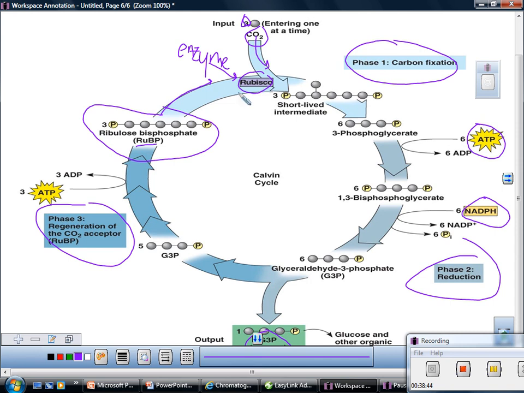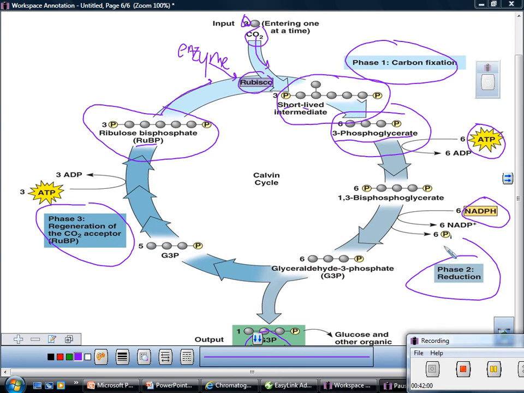The product of the reaction is actually this thing right here. It's a 6-carbon compound. It's an intermediate form. It's very, very unstable, which is why it says short-lived. They say it's so unstable that it almost immediately splits in half, forming 2 molecules of 3-phosphoglycerate. So we'll get 2 molecules of this because this is so unstable. It just basically breaks in half.